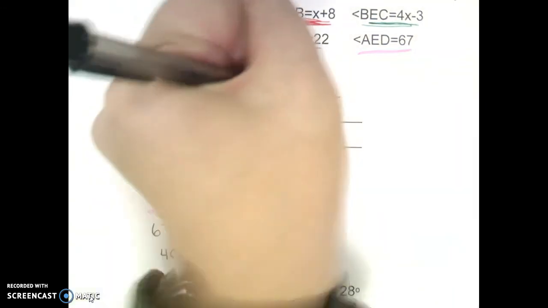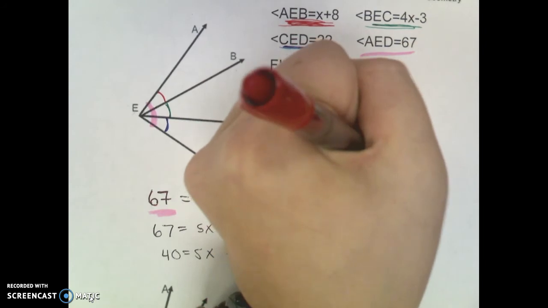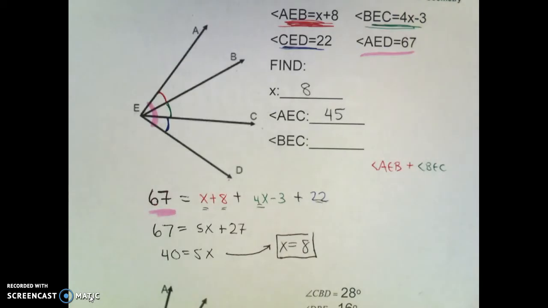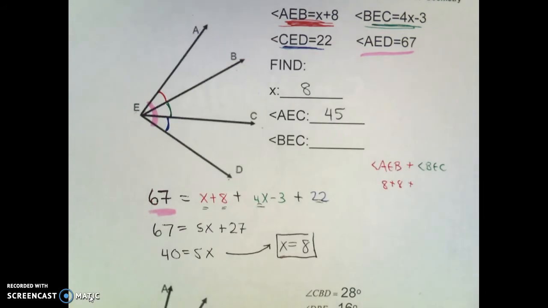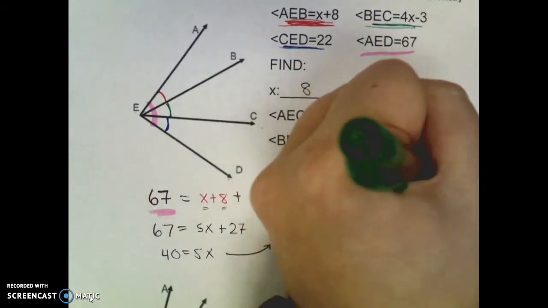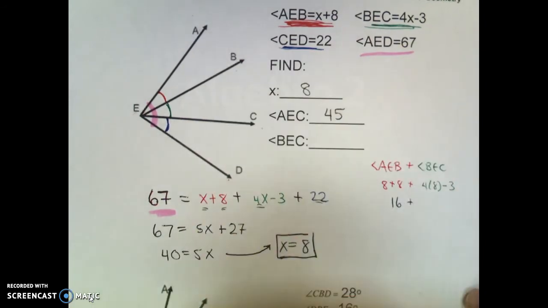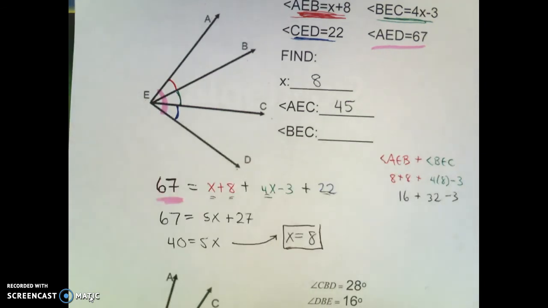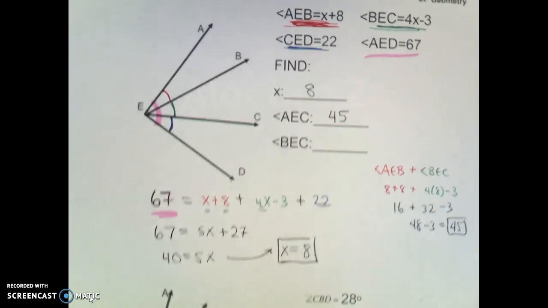Now, if you still aren't sure that it's 45, do it the long way, because we know that angle AEB plus angle BEC is also going to give me that solution. So we would plug the 8 in, so it'd be 8 plus 8, and then BEC would be 4 times 8 minus 3. Well, 8 plus 8 is 16. 4 times 8 is 32, and minus 3. Well, 16 plus 32 is 48, and 48 minus 3 is 45. So either way, we end up with 45 as our solution.